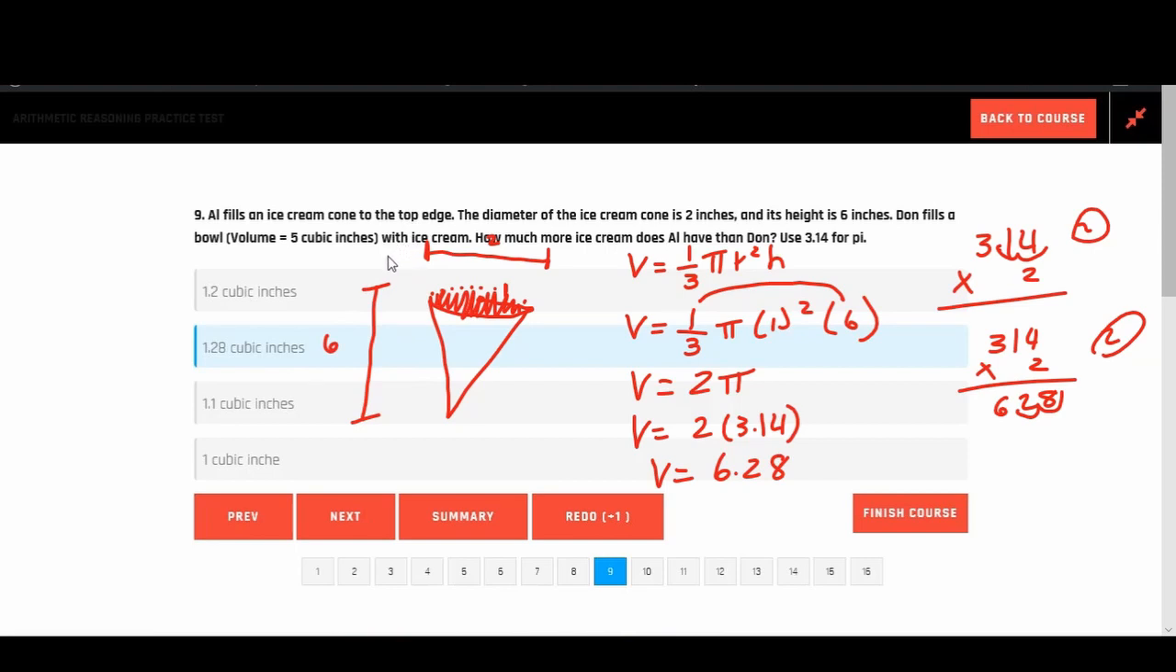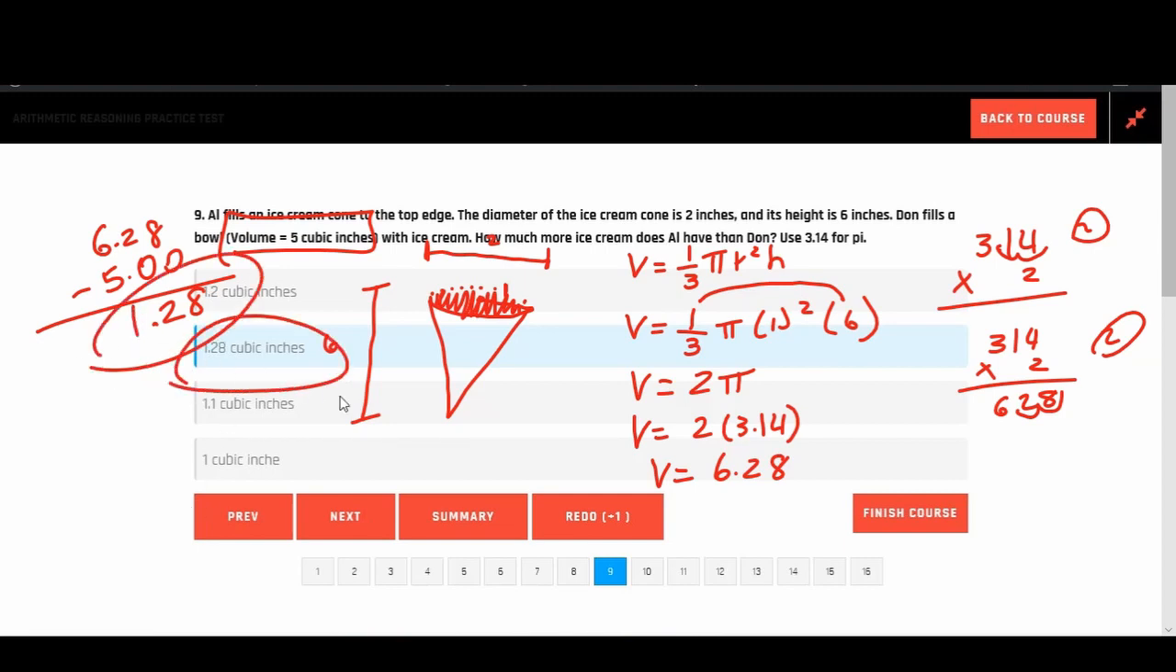We're told that, what's the other guy's name? Dawn had a bowl with a volume of 5. So to find how much more ice cream Al has, we do 6.28 minus 5. Since they gave us the volume already, which was nice, we can go ahead and work this out. 8 minus 0 is 8. 2 minus 0 is 2. Drop down our decimal. 6 minus 5 is 1. So we can see that Al has 1.28 more cubic inches of ice cream than Dawn.